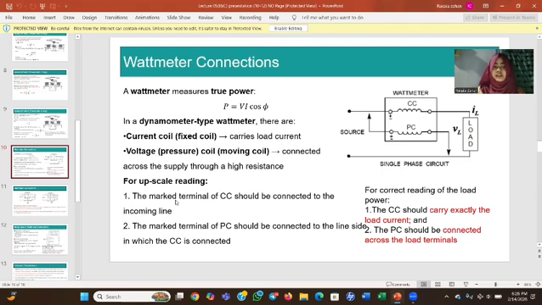For upscale reading, the marked terminal of the CC should be connected to the incoming line, and the marked terminal of the PC should be connected to the side to which the CC is connected. For the wattmeter connection for reading the load power, the CC should carry exactly the load current and the PC should be connected across the load terminal.